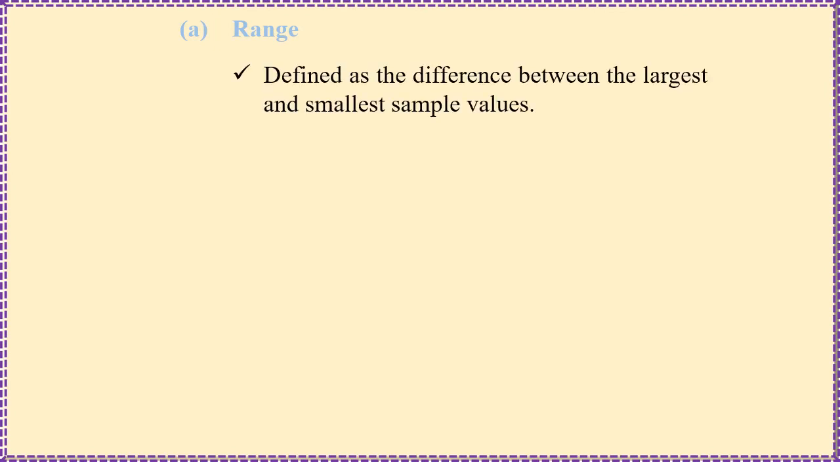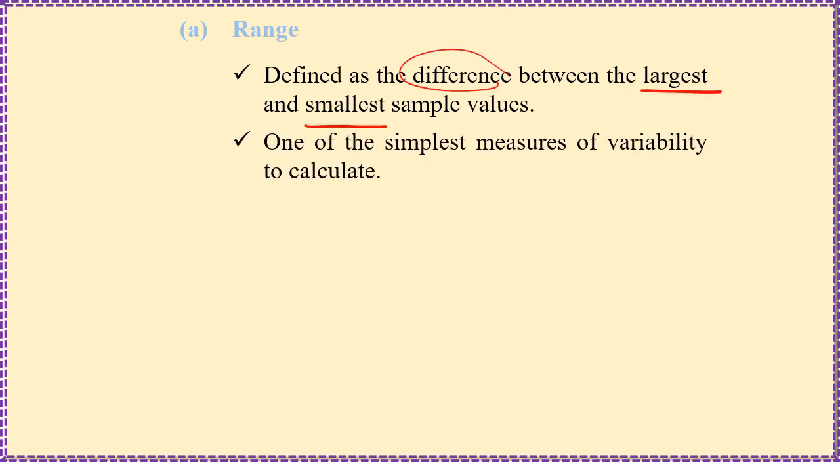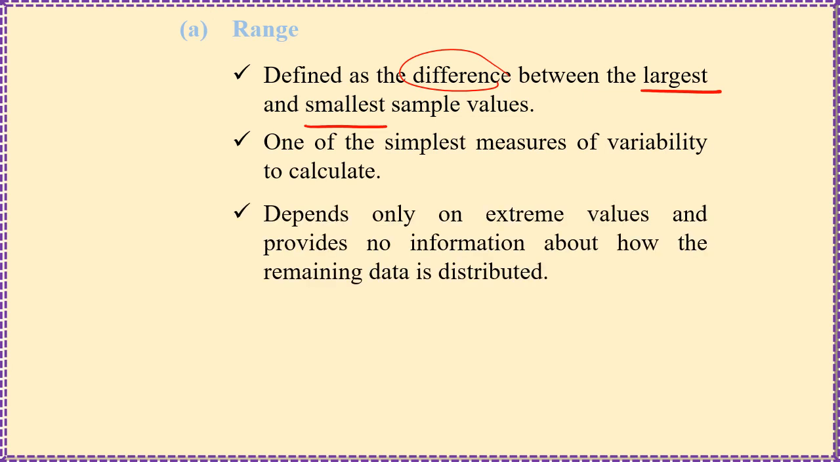The first one is to find the range. So how to find the range? Range is defined as the difference between the largest and the smallest sample values. It is one of the simplest measures of variability to calculate, but it depends only on extreme values and provides no information about how the remaining data is distributed, because it takes the largest and the smallest only. So in the middle values, we don't know what happened.